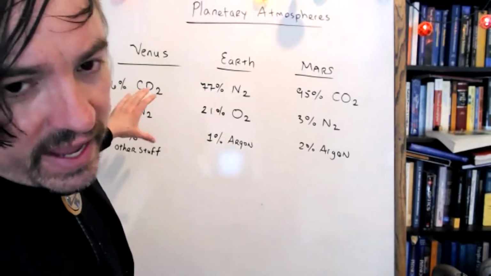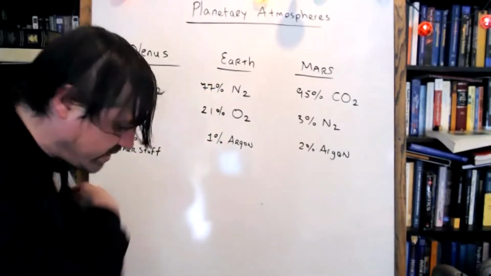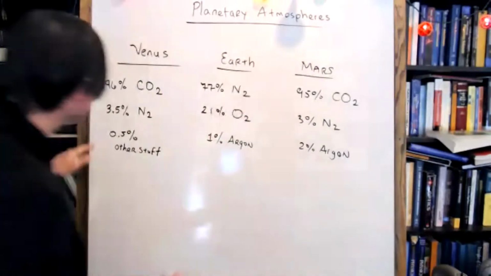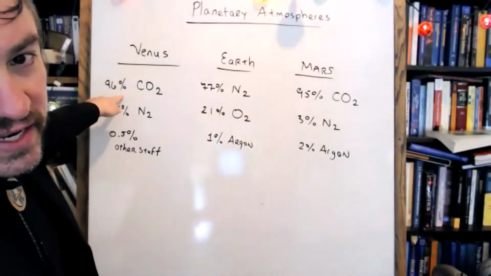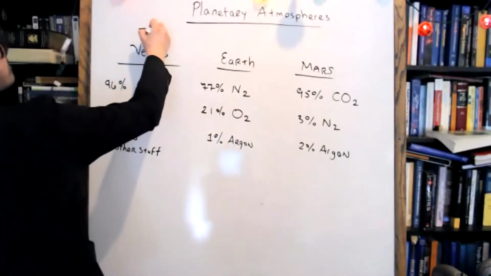Earth and Venus look very different in terms of their atmospheres. Here's a cool statistic that I learned, something that I found interesting. If you could travel to Venus, so remember, Venus has a thick atmosphere.